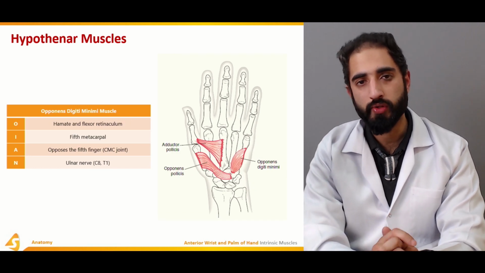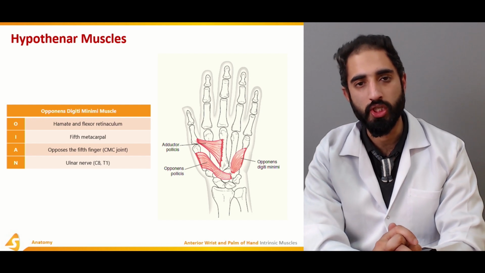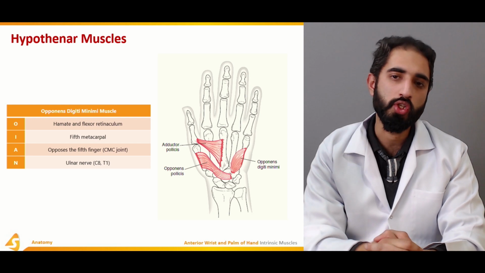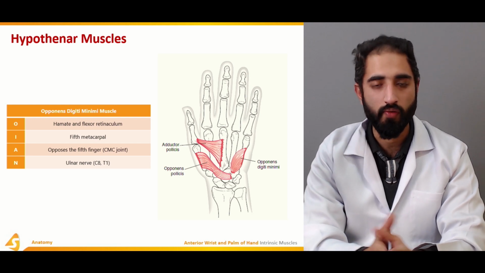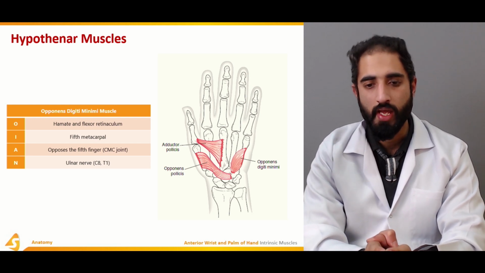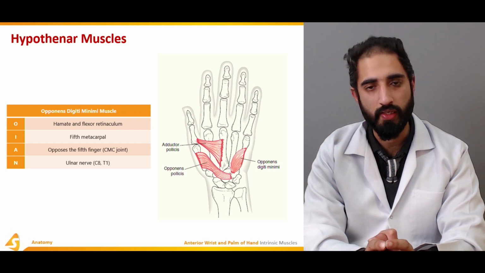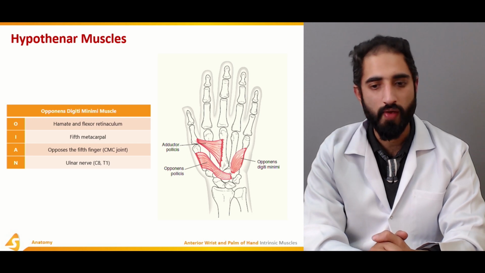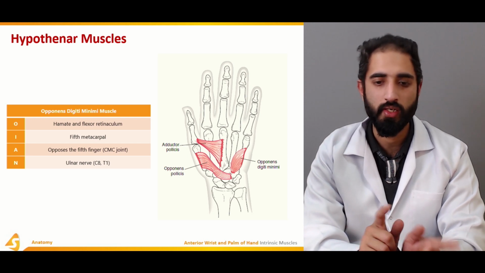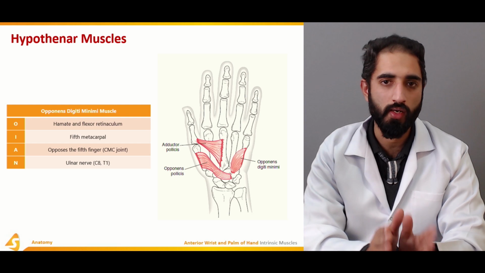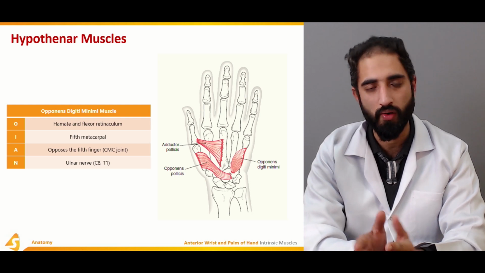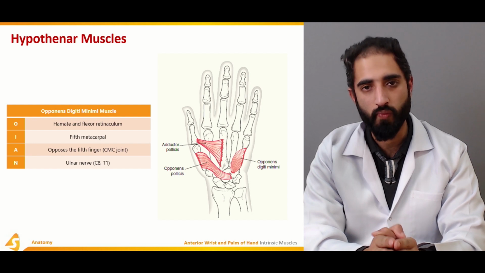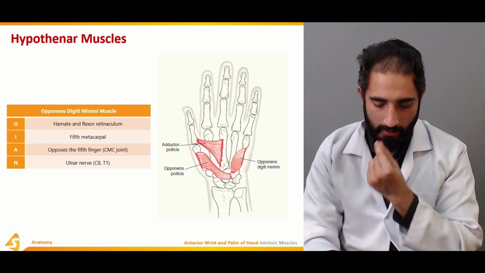The last of the hypothenar muscles is the opponens digiti minimi muscle, and as the name suggests, the function is the opposition of the fifth finger at the level of the carpometacarpal joint. The origin is from the hamate and the flexor retinaculum, whereas the insertion is into the fifth metacarpal, similar to the opponens pollicis, which also had its insertion into the metacarpal instead of the proximal phalanx. The nerve supply is once again the ulnar nerve with nerve roots C8 and T1.